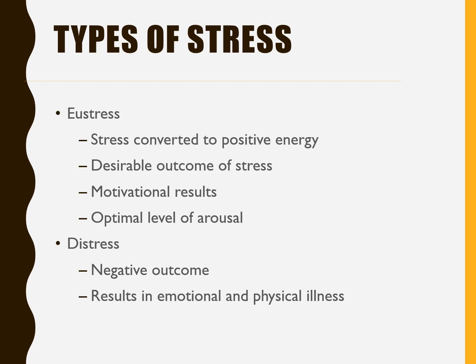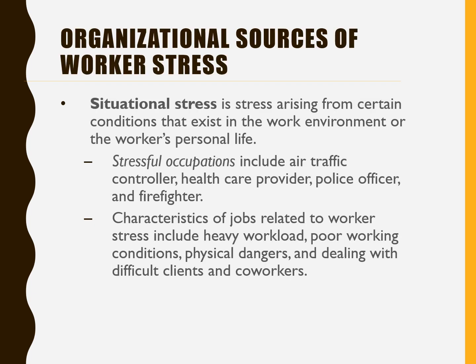Stress is divided into two types. The first one is eustress. This is stress that is converted to positive energy, the desirable outcome of stress, a motivational result, and an optimal level of arousal. And the second one is distress. This distress is the negative outcome, and it will result in emotional and physical illness.